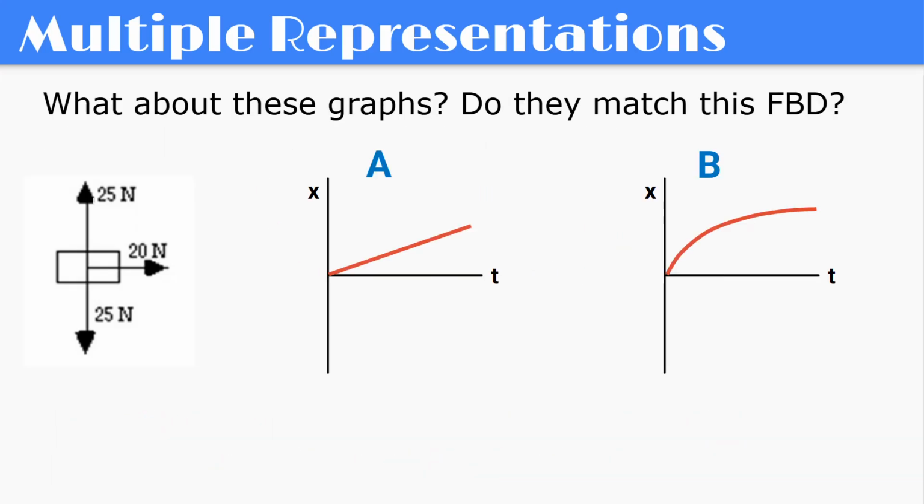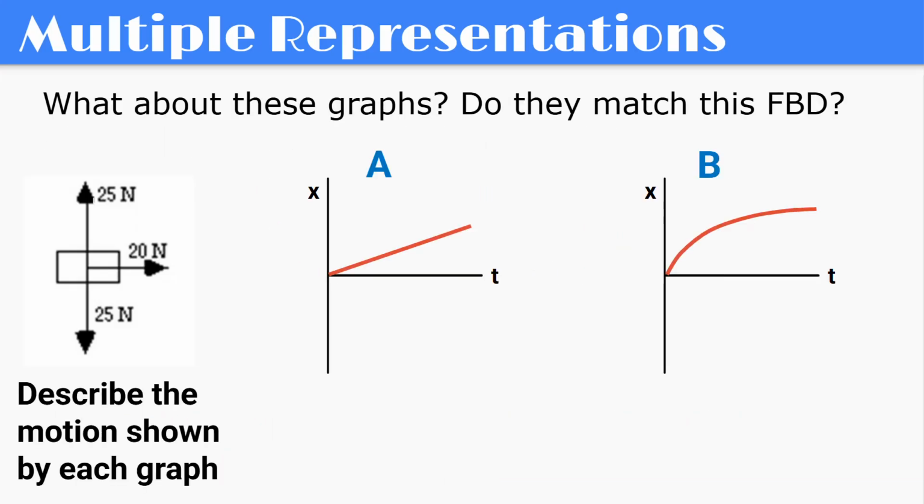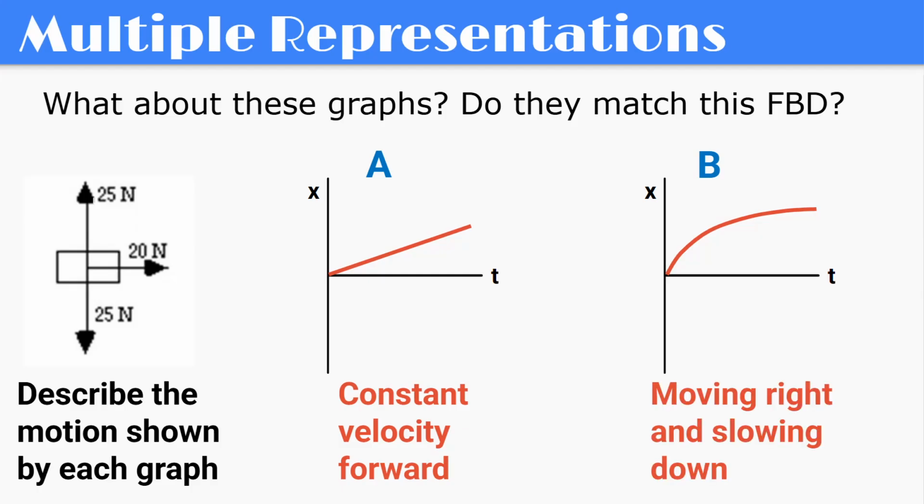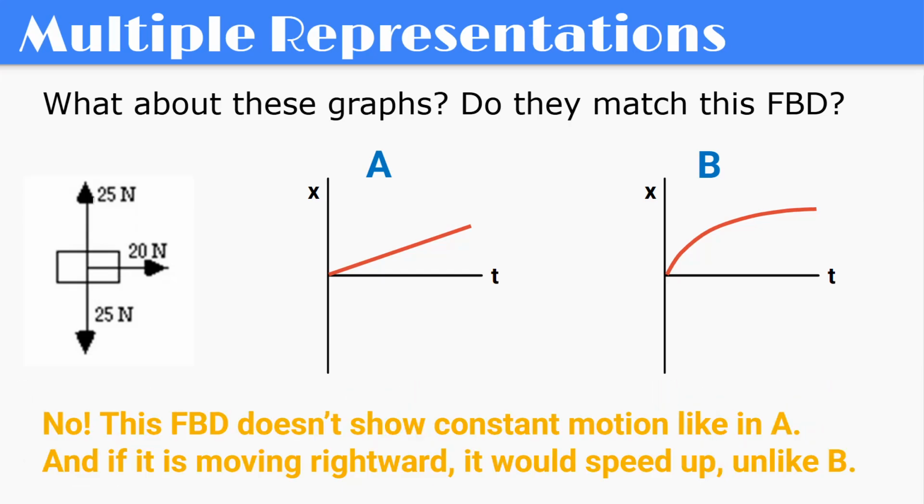What about these? Do they match? Again, if you're not sure, describe each one. A shows an object moving forward at a constant velocity. Could that be true for this free body diagram? No. That free body diagram is not constant velocity. B shows an object that's moving to the right and slowing down. Could that be true? No. Because if this object was moving to the right, it would be speeding up. So no, that free body diagram does not match those graphs.